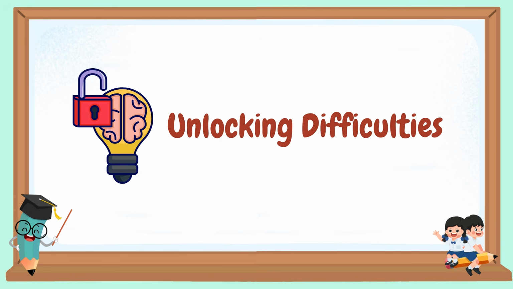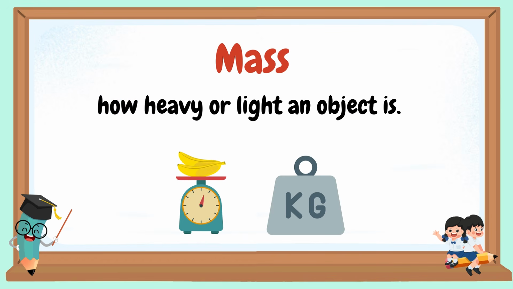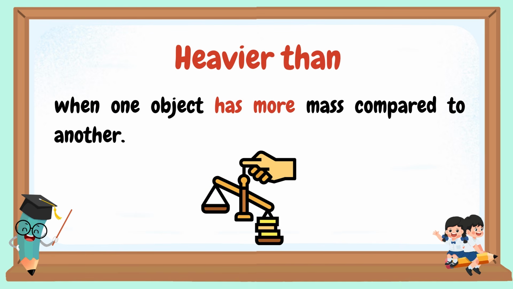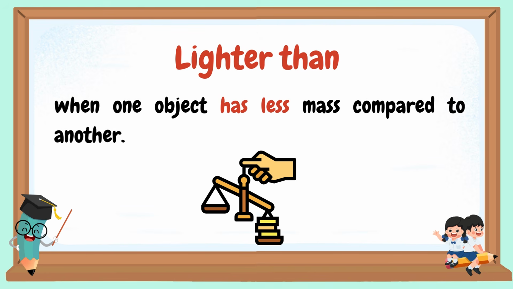Unlocking difficulties. Mass: how heavy or light an object is. Heavier than: when one object has more mass compared to another. Lighter than: when one object has less mass compared to another.